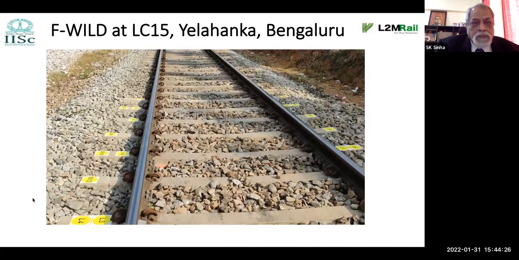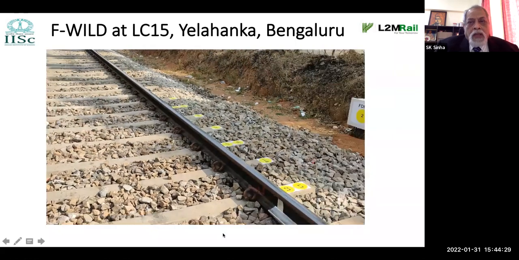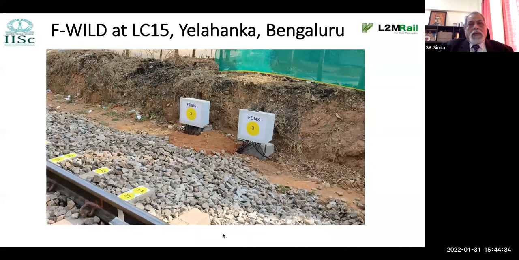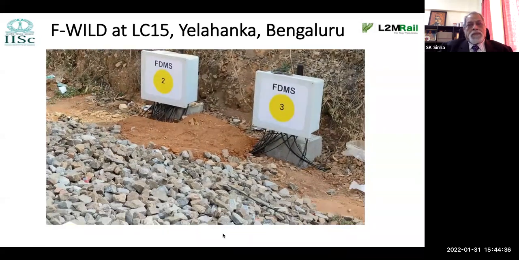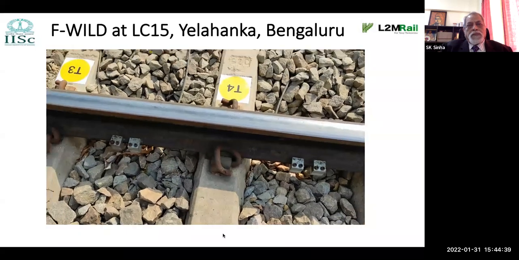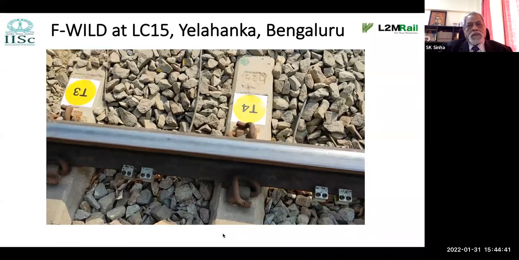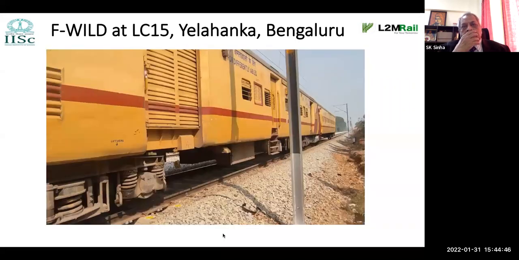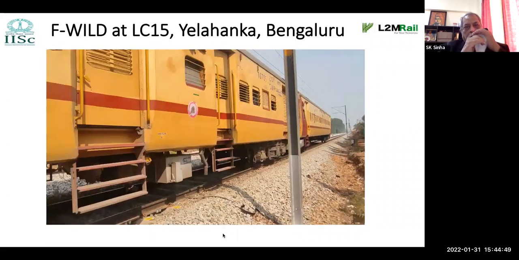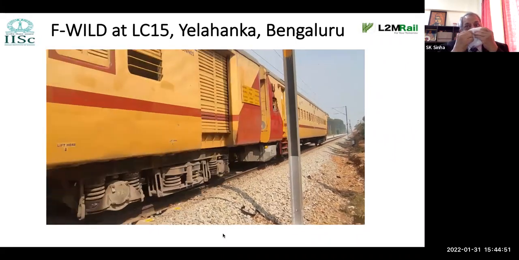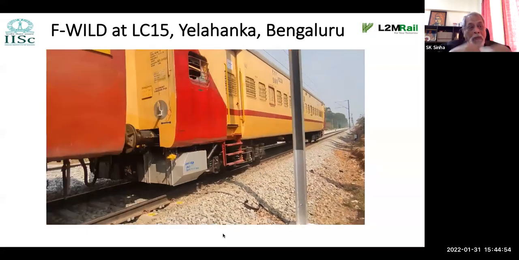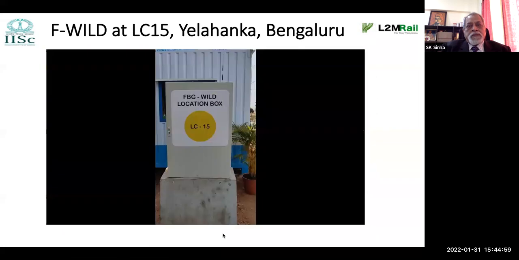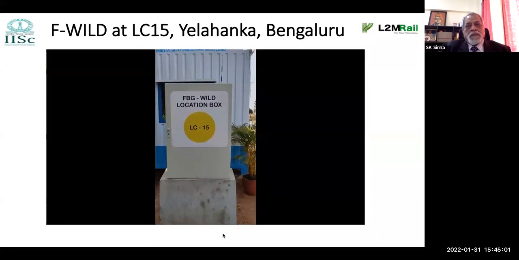All these sensors are connected to FDMS2 and FDMS3. The exit side trigger zone consists of two FBG sensors, T3 and T4. Information from T3 and T4 is routed to the system through FDMS4. When all the wheels recorded at T1 and T2 exit from T3 and T4, the system stops recording the data. This location box houses the entire WILD equipment.